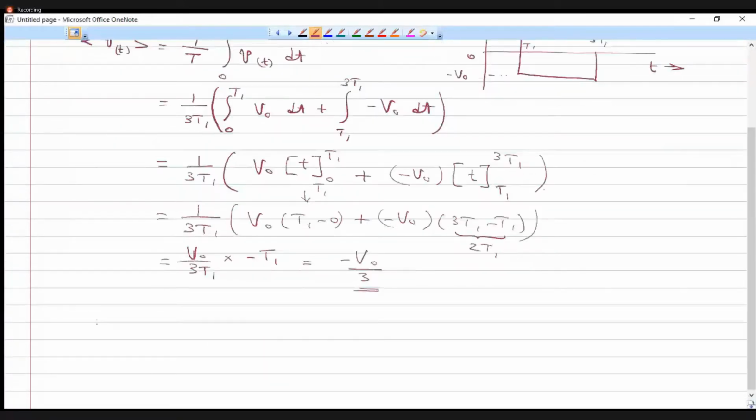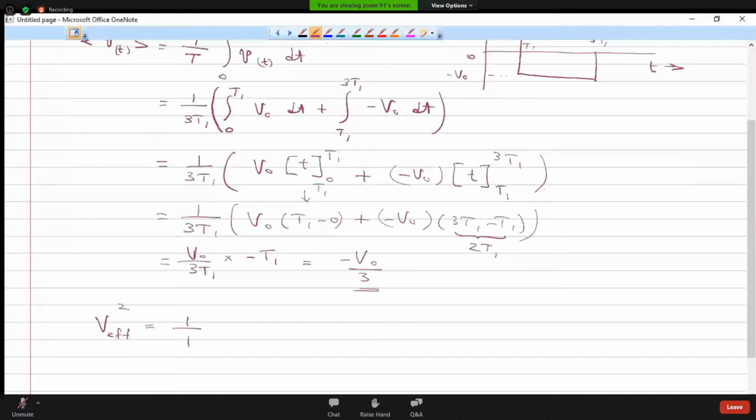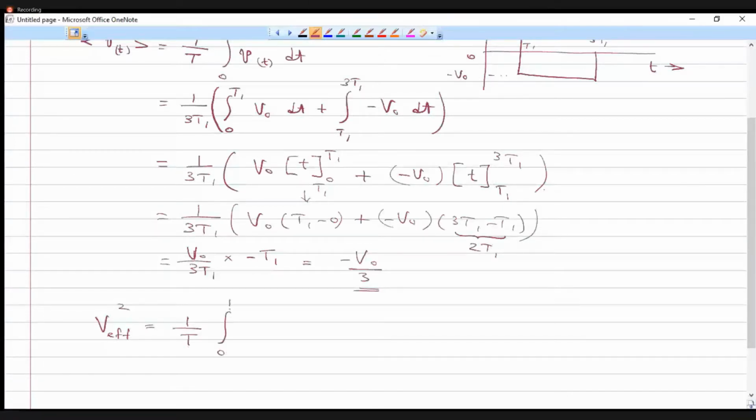And you can find out the effective value also, V effective. Let us take the square of this. So it will be 1 by the time period, integral 0 to total time period, v square of t dt. Now apply the limits. The total time period is 3T1, and the period is split into two parts. The first period is 0 to T1, in which the function has V naught as the value. So taking the square means V naught square dt, plus integral T1 to 3T1 V naught square dt.